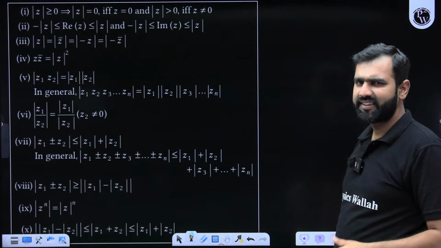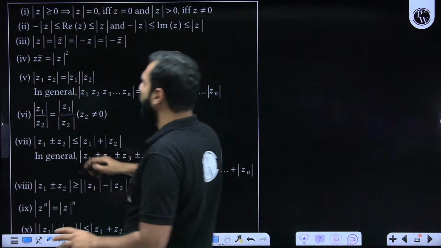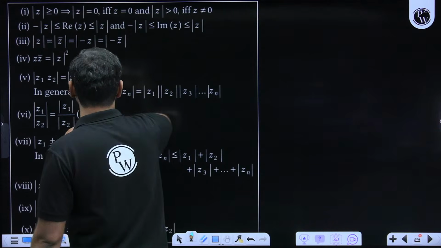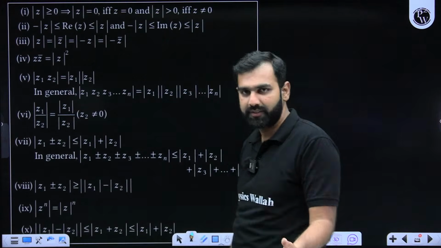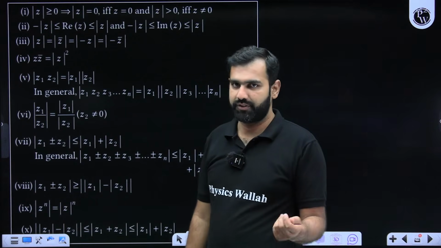Next is properties related to modulus. We have discussed it a lot many times. Let's have a look at that. We know that modulus is always non-negative, and if modulus is 0, that means complex number is 0, because that is the only possibility. Otherwise, modulus is always positive.